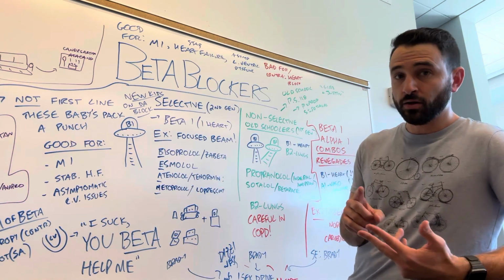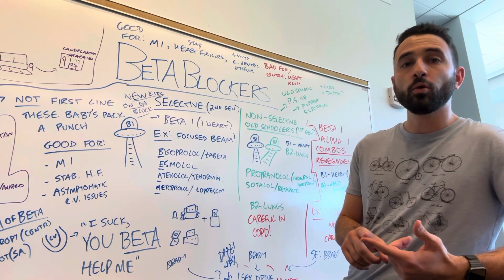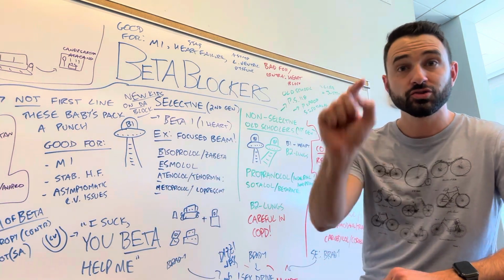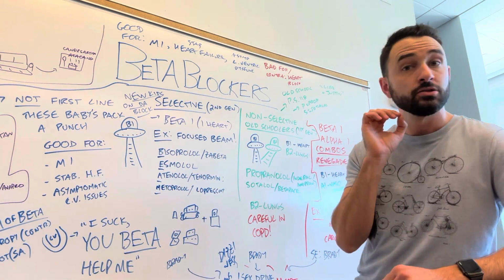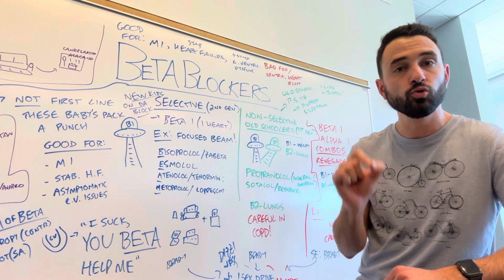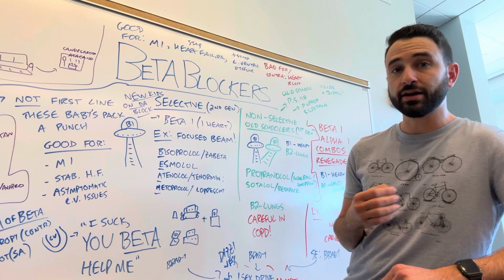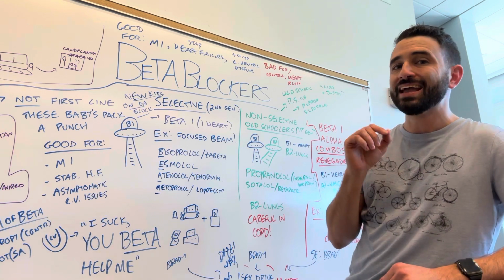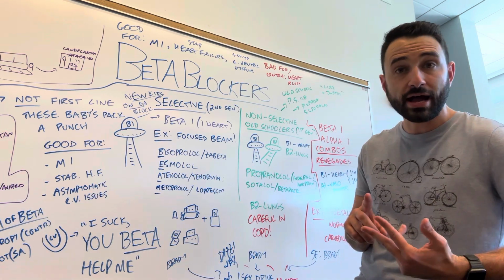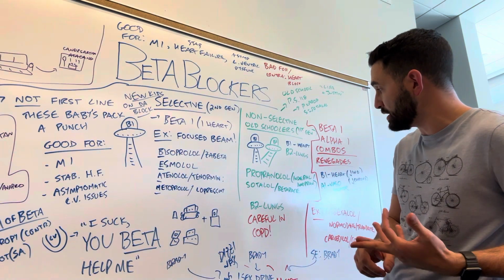Back up for a second. Not only are we affecting beta 1, but now we're affecting beta 2. And this is the important thing. Beta 2 means we have 2 lungs. So this is going to affect respiratory as well. And you don't want to give this to somebody who has COPD, who has lung issues, okay?